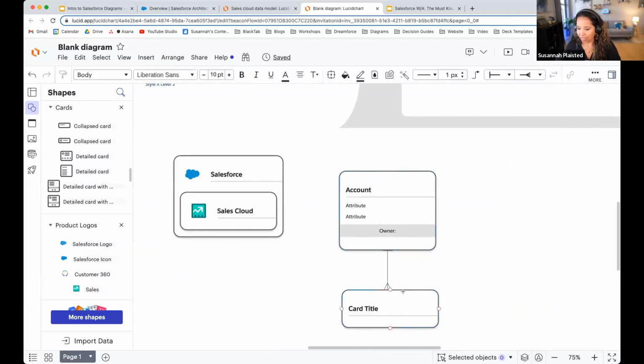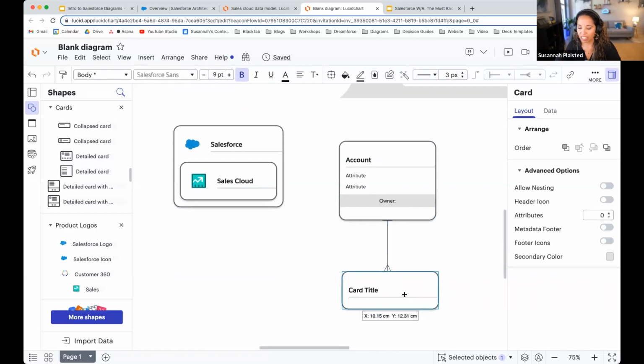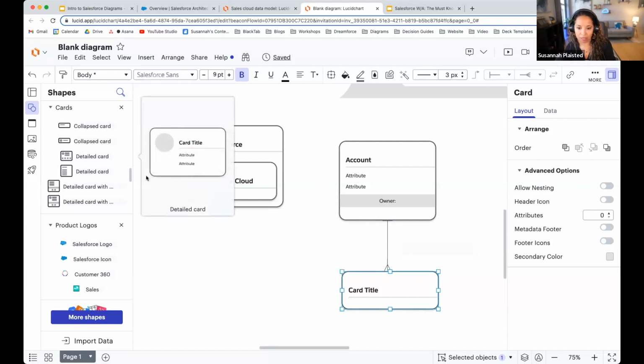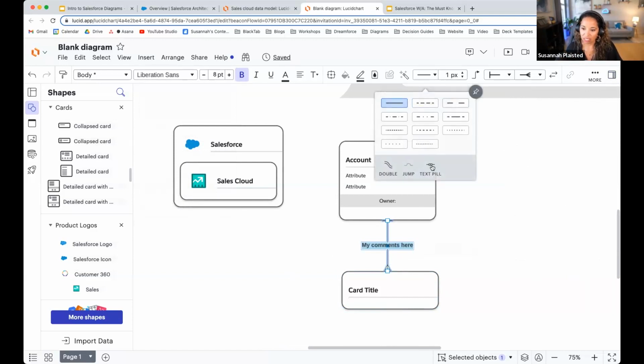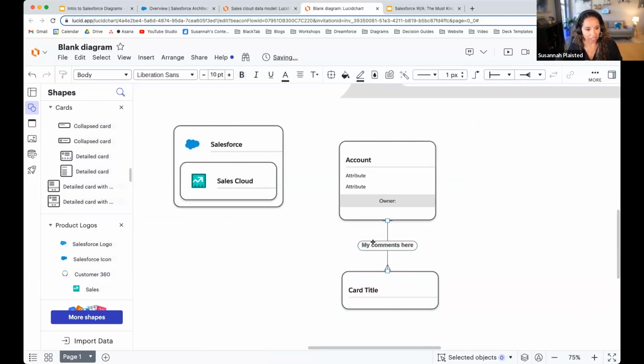I think the last thing that I'll highlight, just because people spend a lot of time doing this: if you are talking about a sequence diagram and you want to talk about the relationships between blocks, you can add some comments. This is maybe not so useful here, but you could say my comments here. And one of the things that we like to recommend, which makes a diagram easier to read, is to use what's called a pill around your text. To do that, you just click on this text pill right here, and it adds a nice enclosure around whatever text you put in.